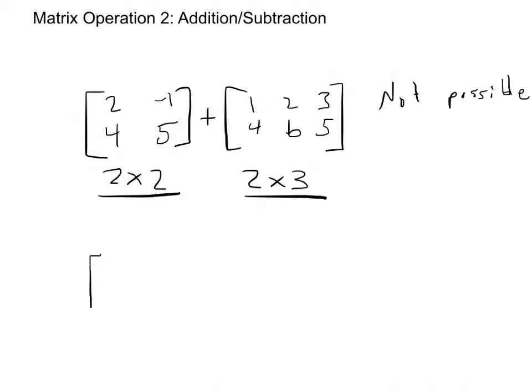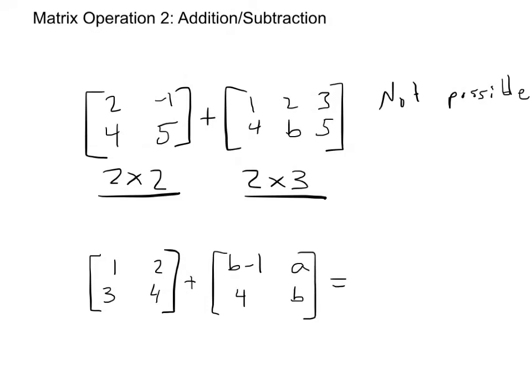Right? It just means you take whatever matrix you have, 1, 2, 3, 4, plus b minus 1, a, 4, b, and you simply add them together element for element, right?